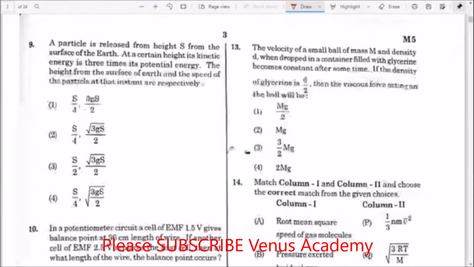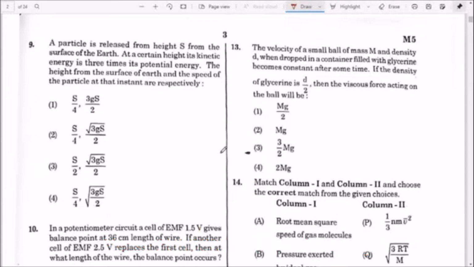Next, question number 9. A particle is released from height S from the surface of the earth. At a certain height, its kinetic energy is 3 times its potential energy. The height from the surface of earth and the speed of the particle at that instant are respectively. Option number 4 is the correct option, students.